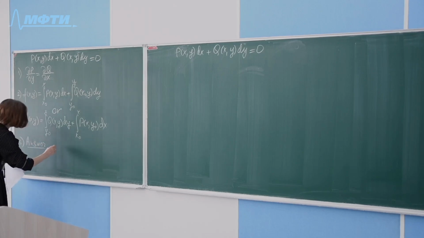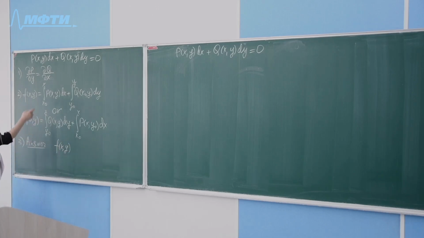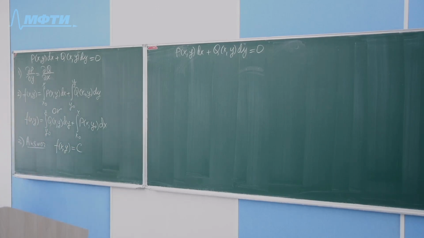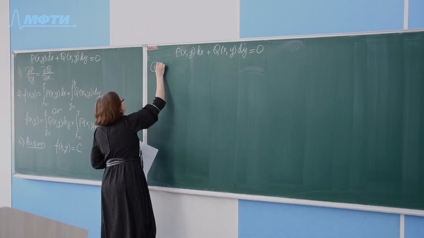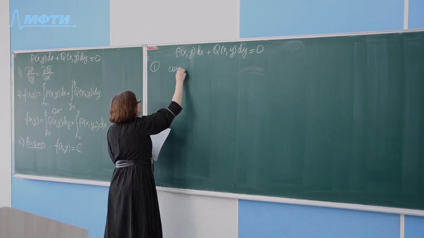And step number 3, we will write the answer. The answer will be f of x,y, which is found in the preceding step, equals C, where C is an arbitrary constant. Now task number 1. Let's try to solve the following differential equation.